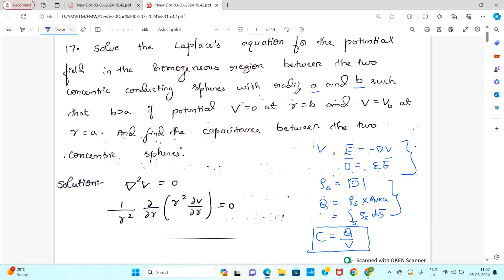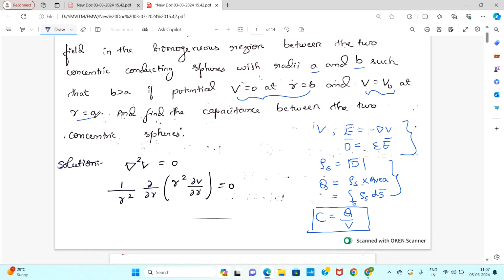The potential boundary conditions are given. One is the potential is 0 at R equal to B. The other one is V is equal to V naught at R equal to A. So two boundary conditions are there. The question is to find the capacitance between the two concentric spheres.